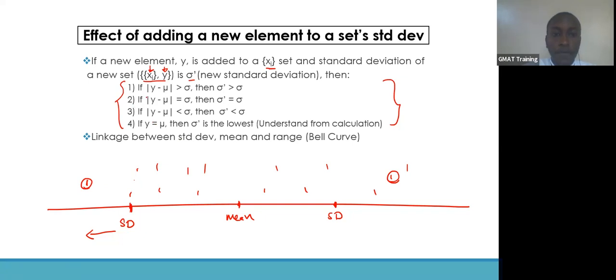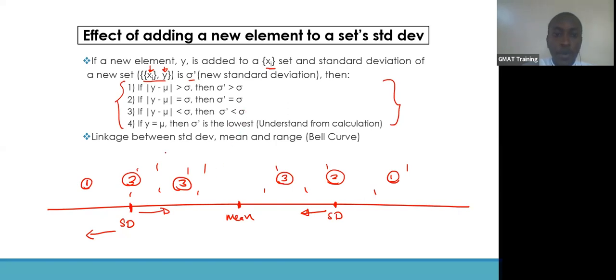All right. If the new element's distance from the mean is equal to the standard deviation, meaning from point 2, the new element is added right where the standard deviation is, then the new standard deviation will remain the same as the older standard deviation, right? And for the third one, the distance of the new element from the mean is less than the standard deviation, a point from the third statement, then the standard deviation is pulled inwards or closer to the mean, and therefore the newer standard deviation will be less than the older standard deviation. All right.